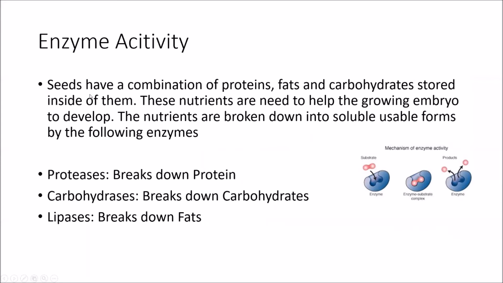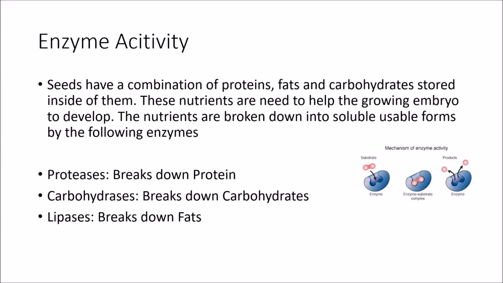Seeds have a combination of proteins, fats, and carbohydrates inside of them. If you look at the nutrition label of anything that has beans inside of it, like a can of beans, for example, you'll always see proteins, fats, and carbohydrates. The reason why these are stored inside the seed is because they basically help to supply the embryo with nutrients. We all know protein is something that you need in order for growth to happen. Fats are an energy source, as well as carbohydrates.